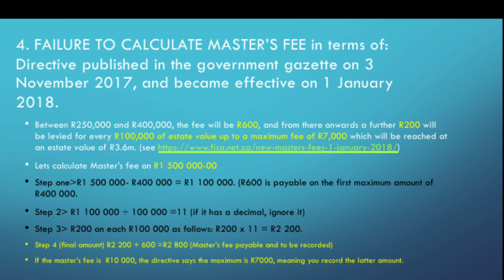Then step 2: 1.1 million divided by 100,000. We have 11. You must always ignore the decimal. If it has a decimal, you must always ignore it. Now we have 11. Then step 3: 200 rands on each 100,000. So it will be 200 rands times 11.